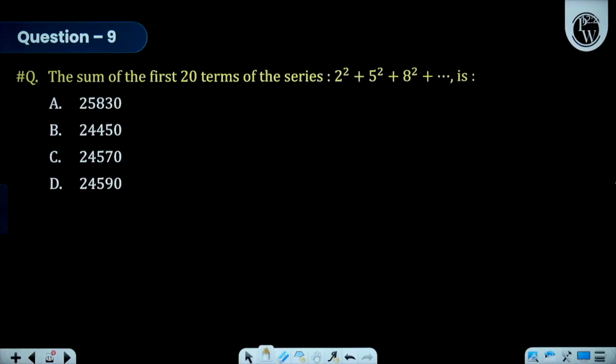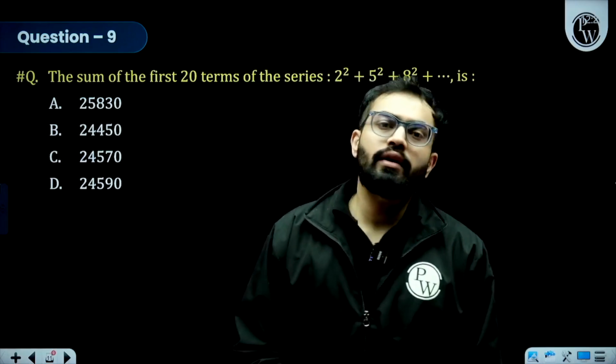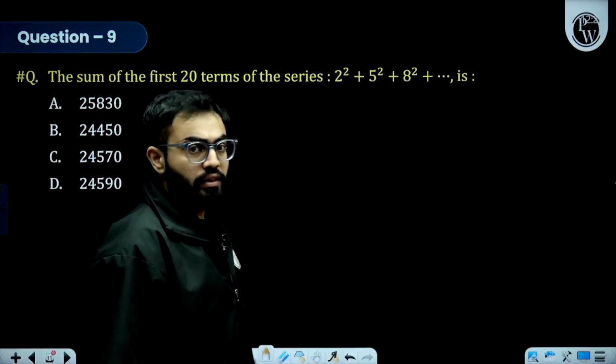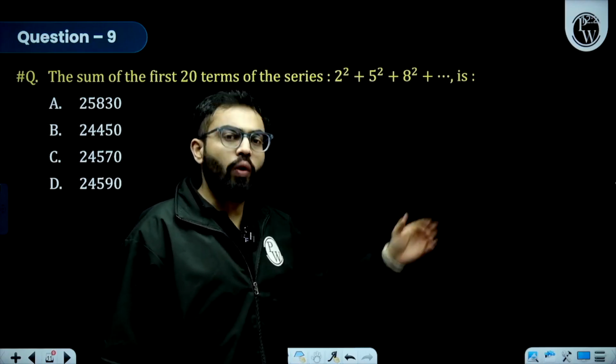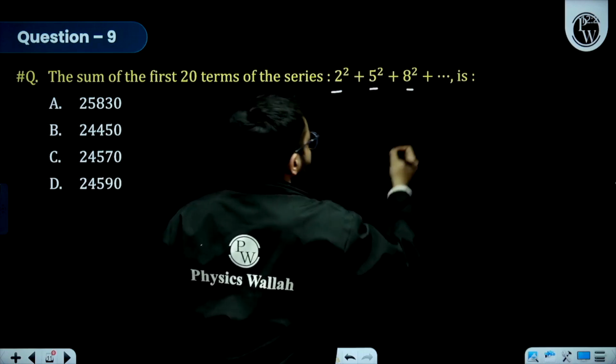In this one, it is saying we need to find the value of the sum of the first 20 terms of the series 2 square plus 5 square plus 8 square plus dot dot dot is. So we need to find the sum of the first 20 terms. Guys, you can definitely pause this video and take around 1.5 to 2 minutes to solve it. So let us solve, guys. And if I look at it, the sequence over here consists of square terms, but these square terms are not in particular order, but definitely these terms 2, 5, 8, they seem to be in AP.